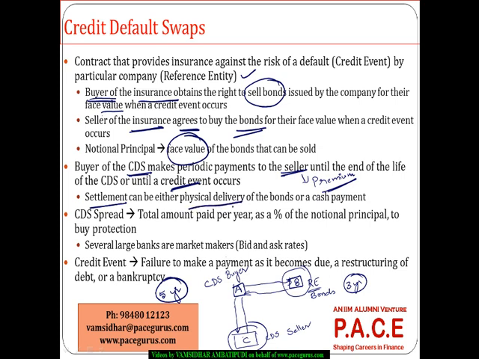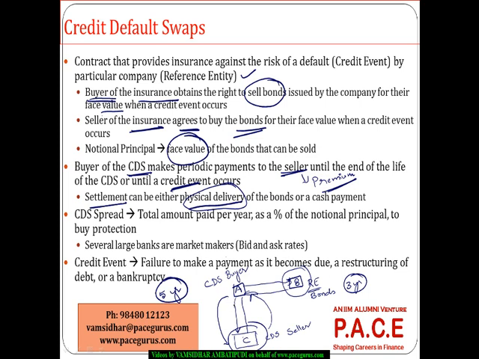Either it could be in the form of physical delivery, which means A will hand over the bonds to C, A will sell the bonds to C, and C will give the face value. So this is physical delivery. Physically, A will sell the bonds to C and C will pay the face value of those bonds. Now C will be the real owner of that particular bond. He will work it out with B. That's physical delivery. But when I say cash payment, in the cash payment mode, it is a simple workout.